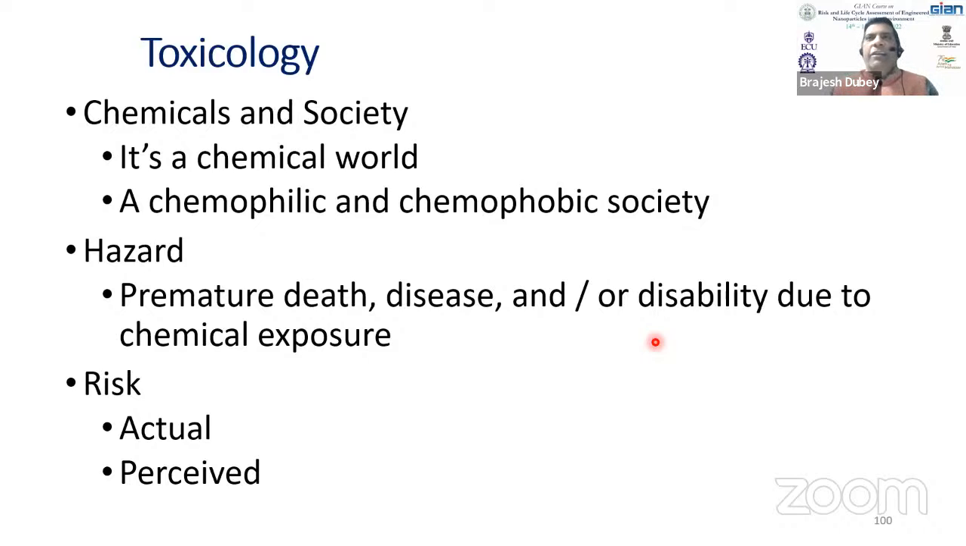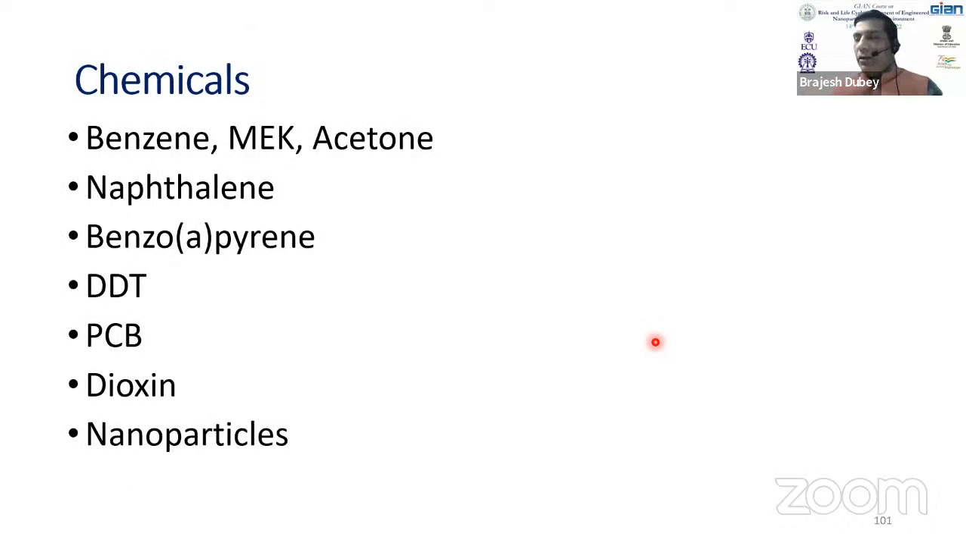So we have to come up with remediation and cleanup and all that. Of course, it does generate revenue. It adds to GDP. So those things are there, but even if you can come up with a better industry of not contaminating, that will always be better. So there is a hazard. We call it hazard identification. What is hazard? It could be premature death, disease, disability due to chemical exposure. So that's your hazard. Risk is what is actual risk and what is perceived risk. So we'll talk about that. What is the actual risk for certain things?